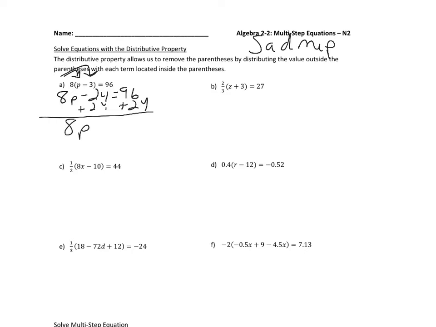From there, I will have 8p equals 120. Okay, so now the only thing left is p is being multiplied by 8, so the inverse of that would be divide by 8. I'll be left with p equals 15. Since I've solved for p, I am finished.